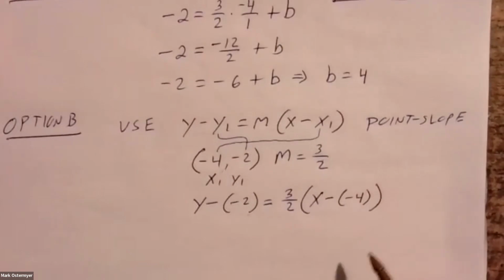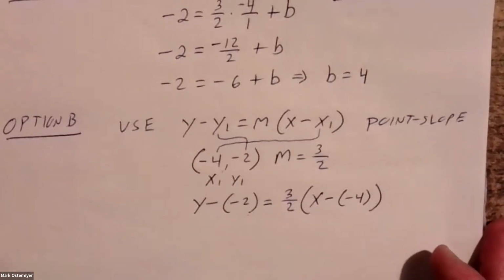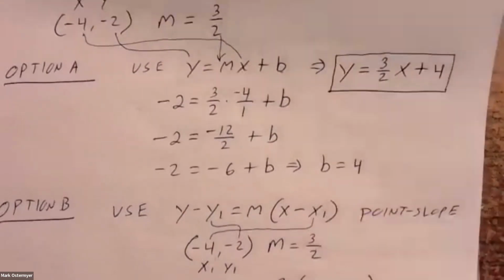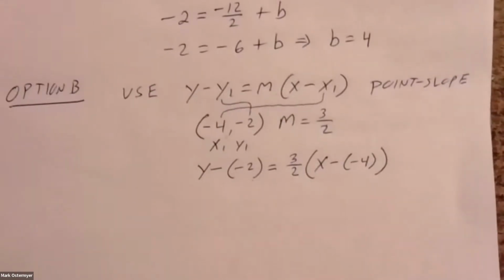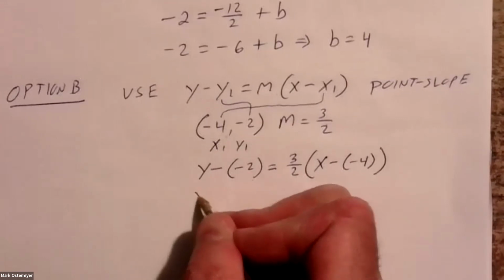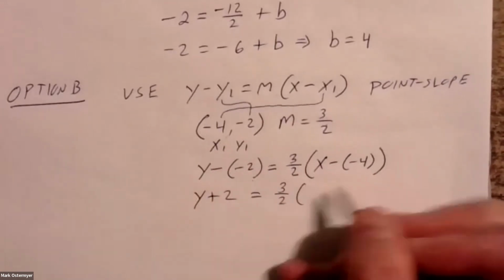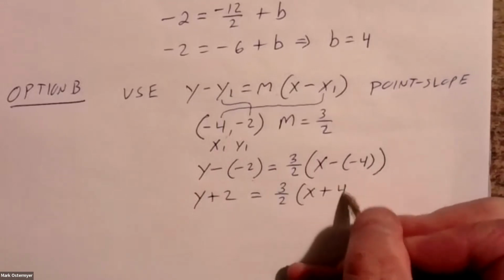There's your equation. But this equation is in point-slope form. Suppose I want to get it in slope-intercept form and convince ourselves that we get the same answer that we got up here, because we should. Okay, how do we do that? Well, we're going to solve this equation for y. y minus -2 is y plus 2. x minus -4 is x plus 4.